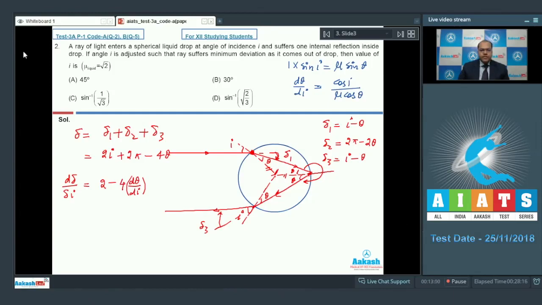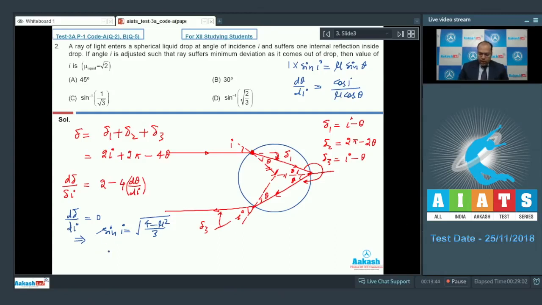So if I substitute d delta upon di equal to 0 in order to get the minimum deviation and solve the equation, then finally we will get sin I is equal to under root 4 minus mu square by 3, and after checking we will find that this angle I is the minimum angle of deviation. So at this I we will find that the deviation will be minimum.